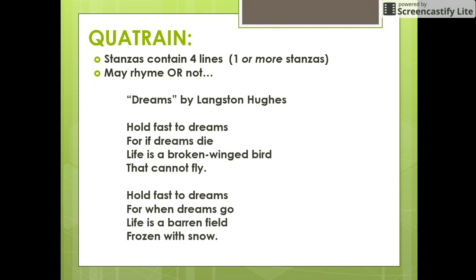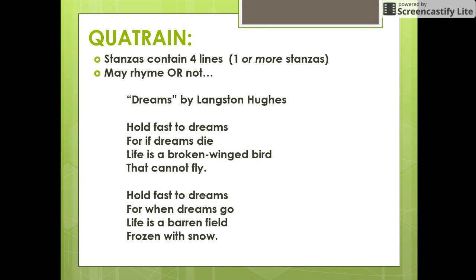Here's an example of a pretty famous quatrain by Langston Hughes. Hold fast to dreams, for if dreams die, life is a broken winged bird that cannot fly. Hold fast to dreams, for when dreams go, life is a barren field, frozen with snow.